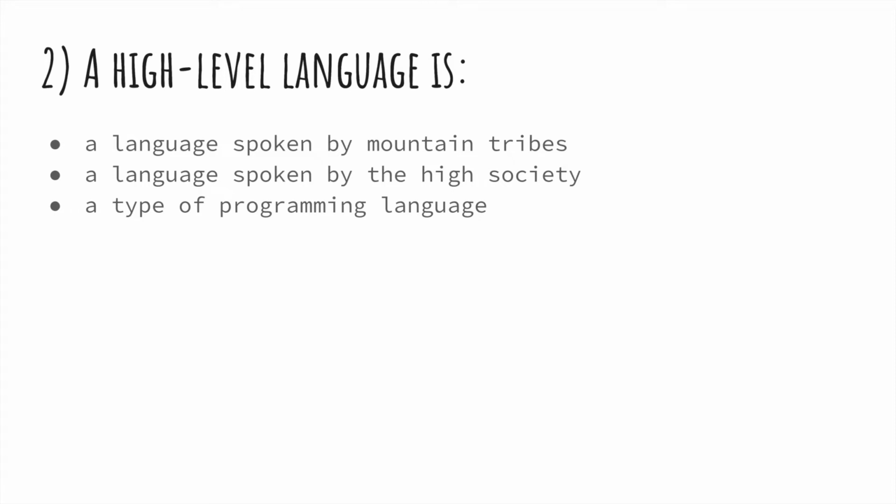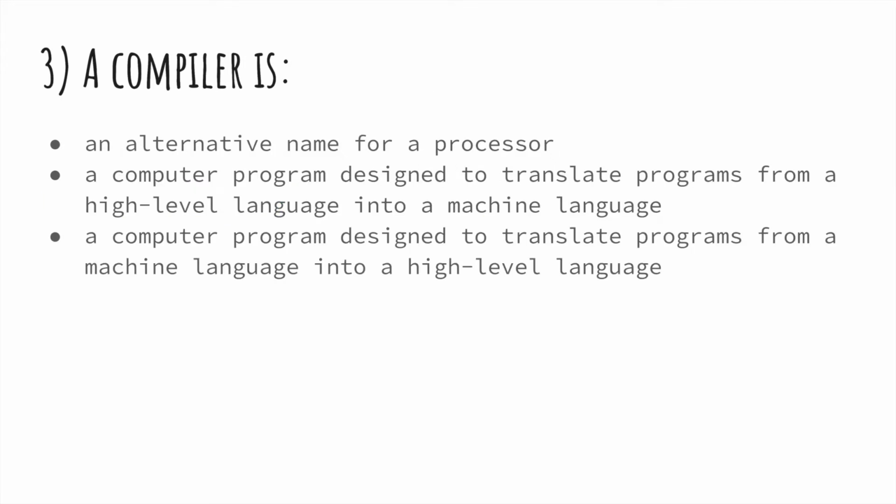What is a high-level language? A high-level language is a type of programming language, very similar to the first question. C is a high-level language. A compiler is a computer program designed to translate programs from a high-level language, like C, into a machine language, which is ones and zeros.